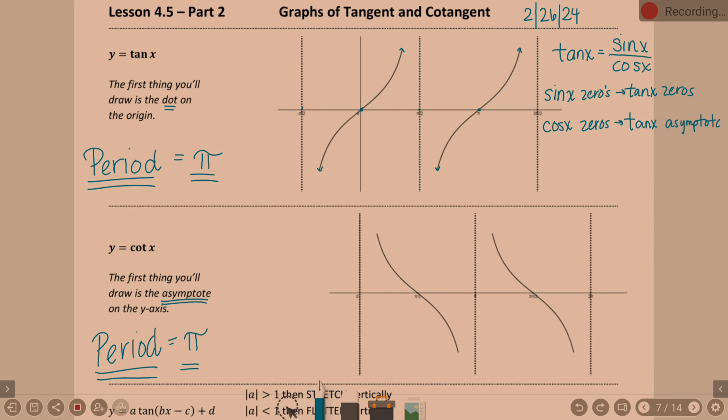What's in the middle of the asymptotes then? The points. So the middle of 0 and pi is pi over 2. Middle of 1 pi and 2 pi is 3 pi over 2. And what's the other big difference with these graphs? They're reversed, aren't they? Instead of being an increasing curve like tangent, this is a decreasing curve. Okay?